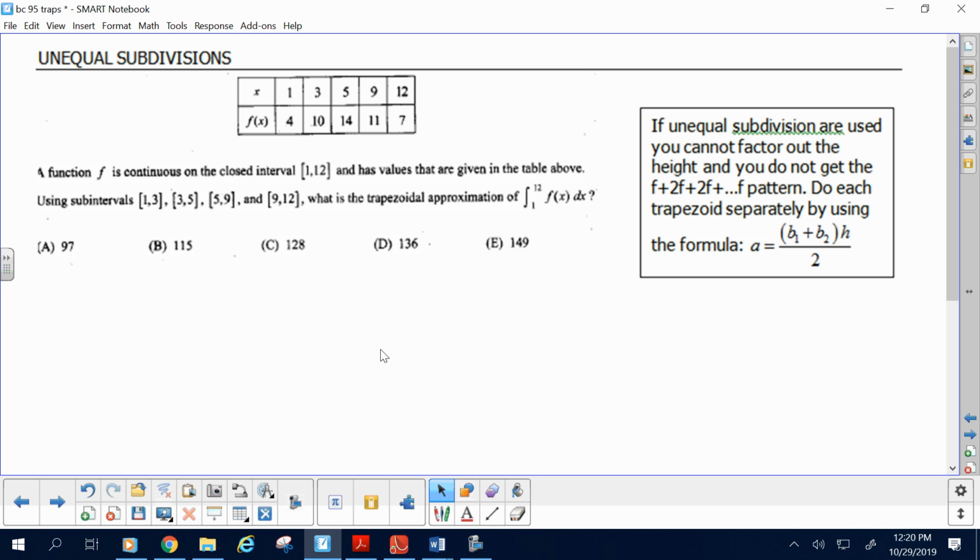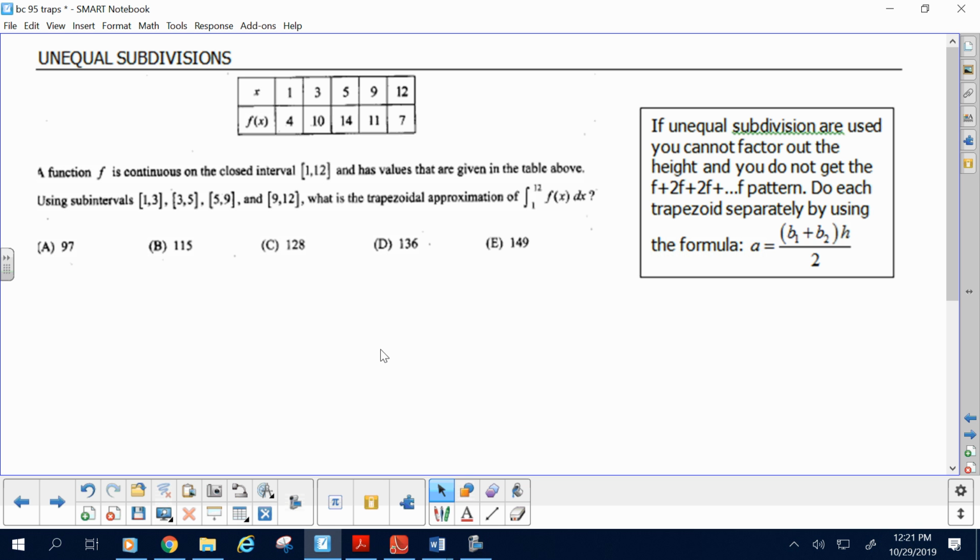Now, there are a lot of reasons you might use unequal subdivisions. One is they might give you a table with unequal subdivisions. Another is you might be finding the area under something where not all numbers are pretty. For example, if I said, find the area under √x from 0 to 25 with 5 trapezoids but no calculator. Well, if I had a calculator, I'd just divide 25 by 5 and take the square root of 5 and the square root of 10 and we're all good, yeah?